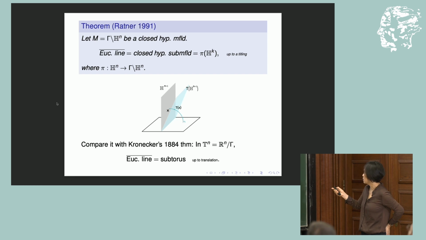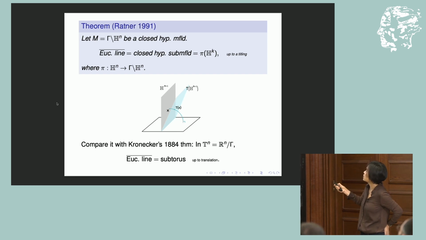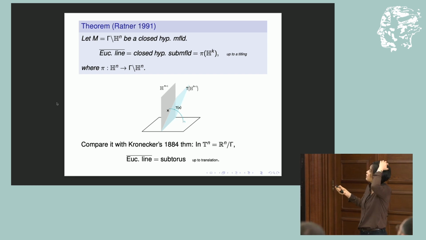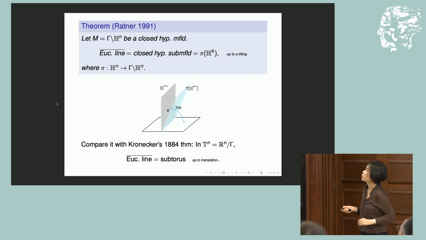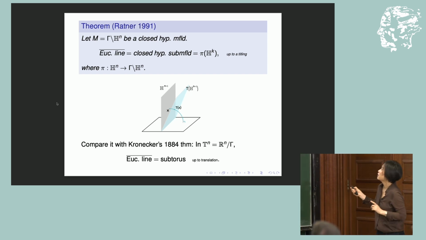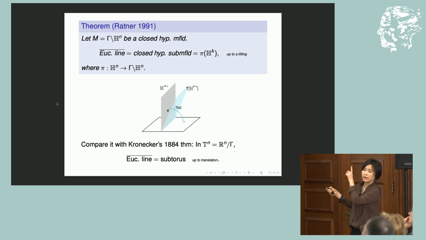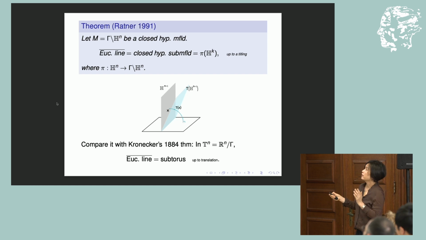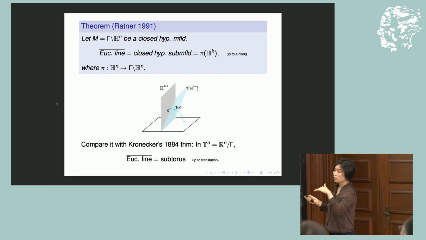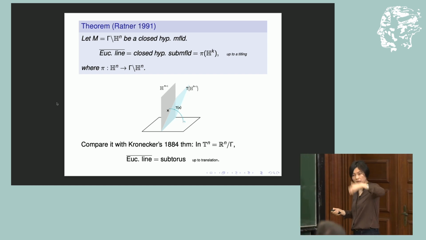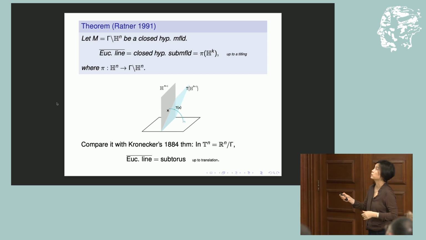in general there are more possibilities, and I have to describe what this tilting is. By closed hyperbolic submanifold, what we mean is that you have this Hn, and you consider this hyperbolic subspace Hk, okay? And the image of Hk under the quotient map might become closed, might become compact, and then this is how we get a closed hyperbolic submanifold.